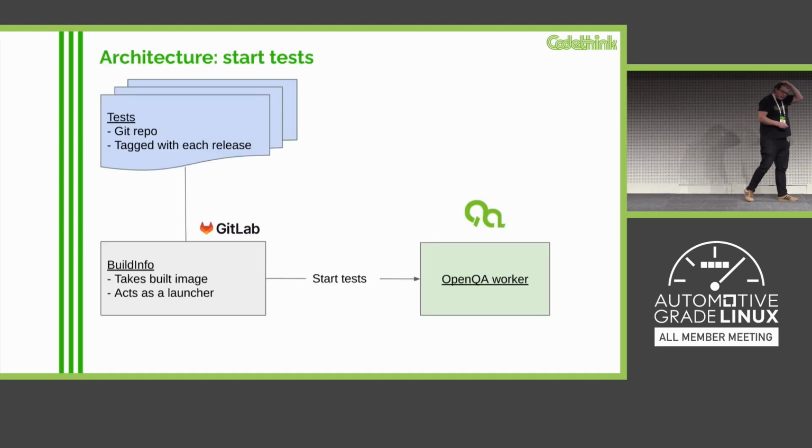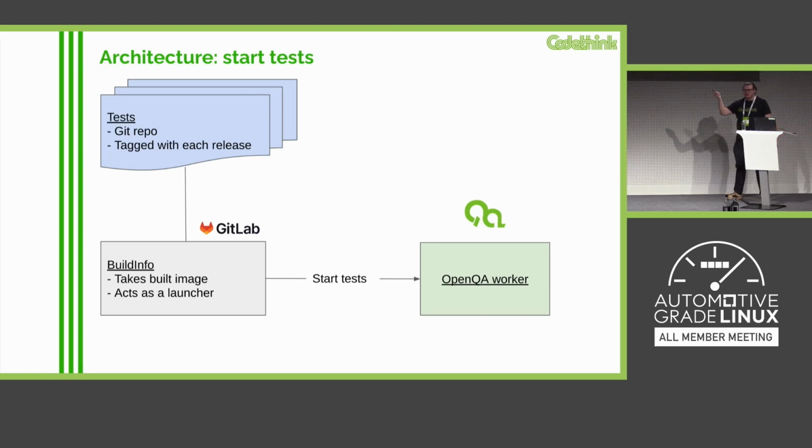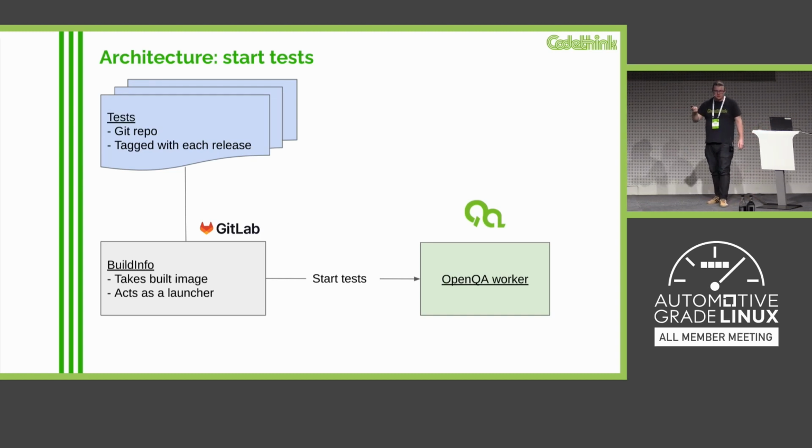Okay, very brief overview of the architecture of how OpenQA works. Like I say, your tests live in a Git repo, which is useful because you can tag them on every release as your test suite grows over time. We've always used GitLab because it's our weapon of choice, but of course this will work with any automation system.